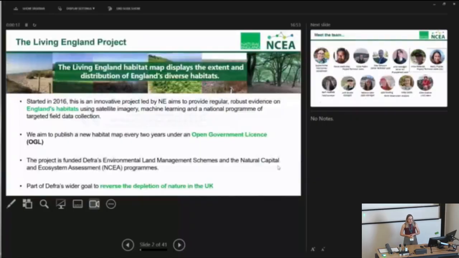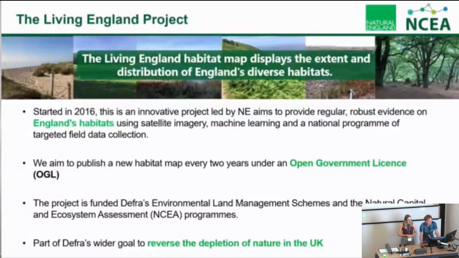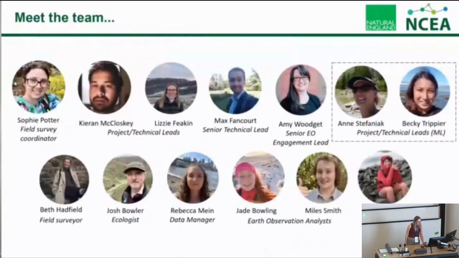The Living England Habitat Map displays the extent and distribution of England's diverse habitats. This project started in 2016 and uses satellite imagery, machine learning, and a national programme of targeted field data collection. We aim to publish a new map every 2 years under Open Government Licence, and our project is funded by DEFRA's Environmental Land Management Schemes and the Natural Capital Ecosystem Assessment Programmes. This work is part of DEFRA's wider goal to reverse the depletion of nature in the UK.